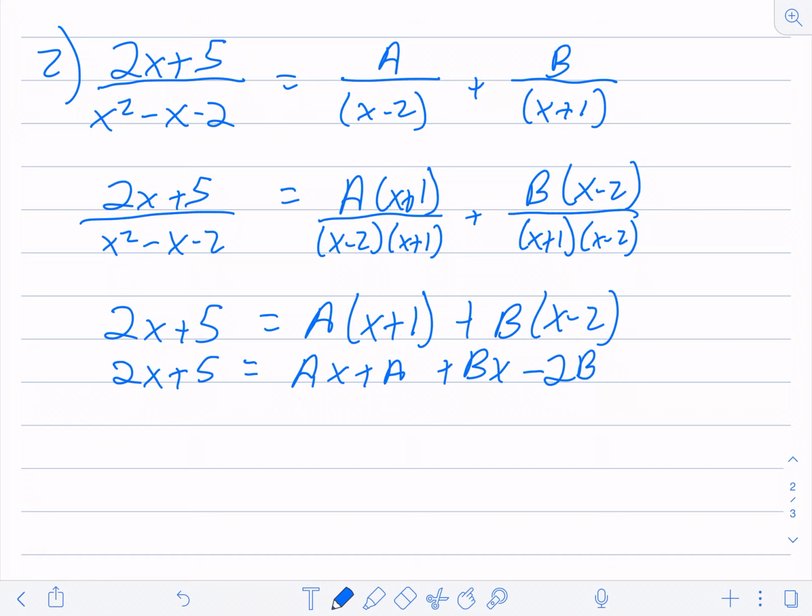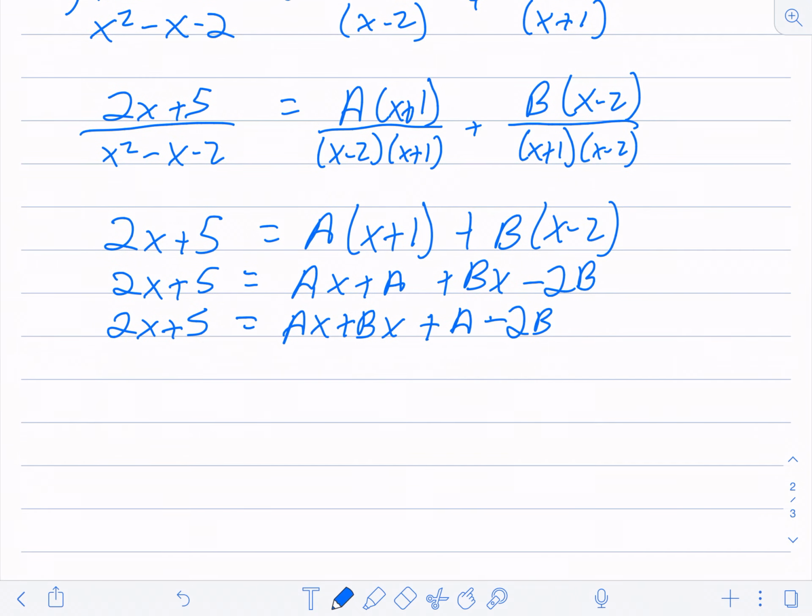And again, looking at what I know the x's have to equal, if I group them together, 2x plus 5 is equal to ax plus bx, plus a minus 2b, right? And by grouping them together, I know the x's have to equal the x term and the constants have to equal the constants term. I know that a plus b is going to have to equal 2. Those are the x's. And I also know that a minus 2b has to equal 5.